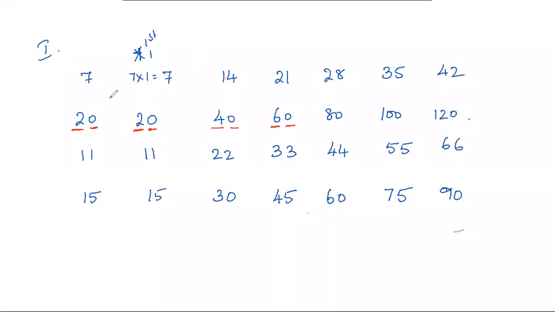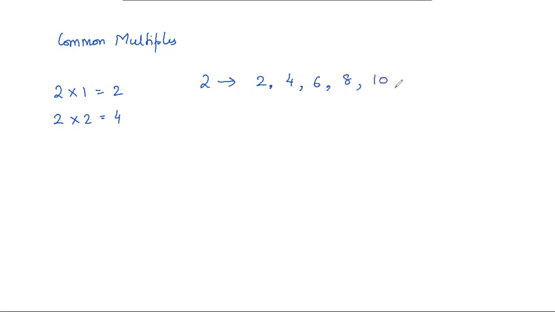See, both of you had given me the various multiples of the numbers 7, 20, 11 and 15. So what we are going to discuss next will be nothing but common multiples. Common means same multiples, right? If I take the 2 table and the 4 table, 2 1 time is 2, 2 2 times is 4, like that. What are the multiples of 2? 2, 4, 6, 8, 10. These are the first 5 multiples of 2.